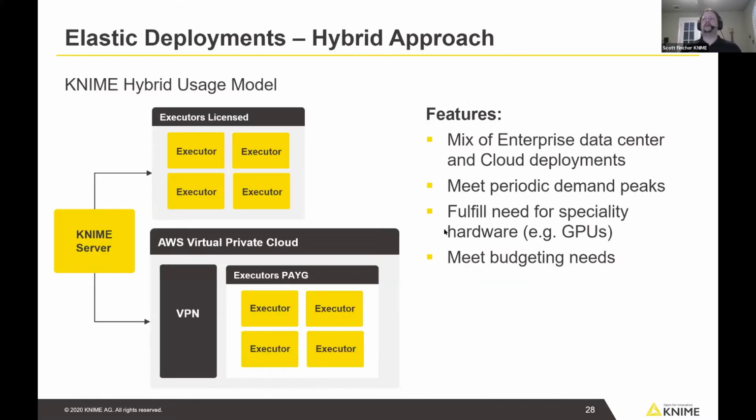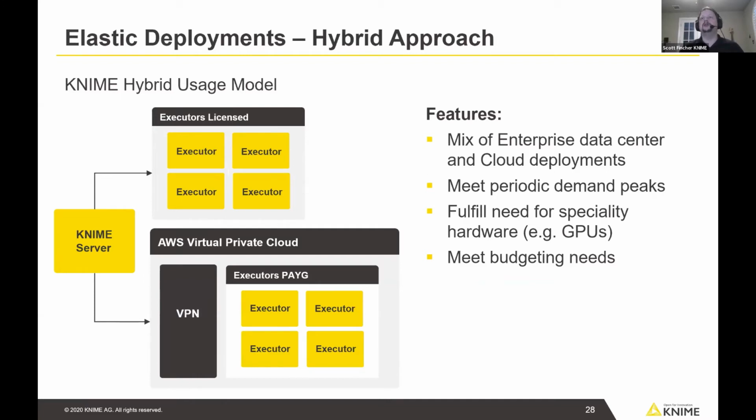And then just to wrap this section up, getting at the idea of a hybrid approach and meeting some budgetary needs that you may have. So if you have, for example, a KNIME server on premise with a certain number of cores, maybe that meets your needs 95% of the time, and that's fine. You've got licensed cores for these different executors, but then sometimes you have a demand peak where you really do need some extra resources, but you just need them for a little while.